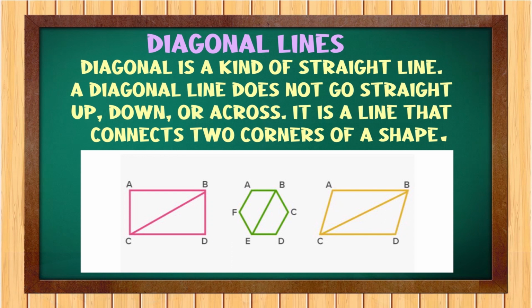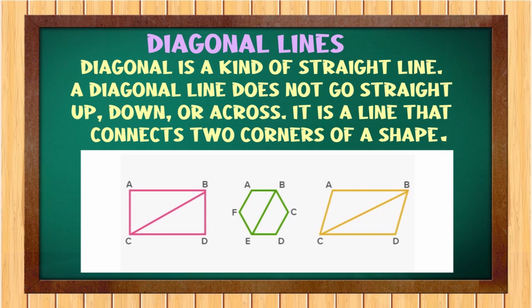There are also diagonal lines. Diagonal is a kind of straight line. A diagonal line does not go straight up and down or across. It is a line that connects two corners of a shape. Okay? It connects two corners of a shape.